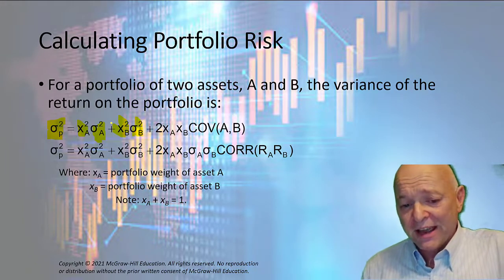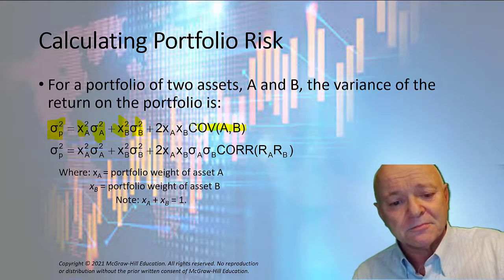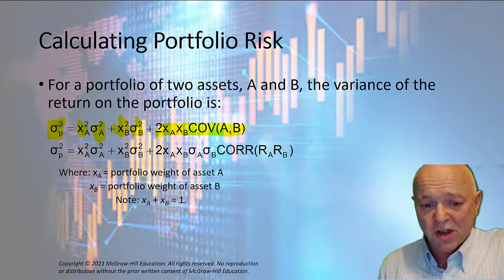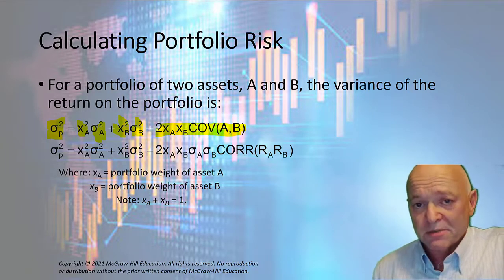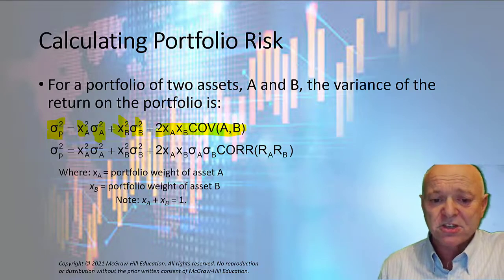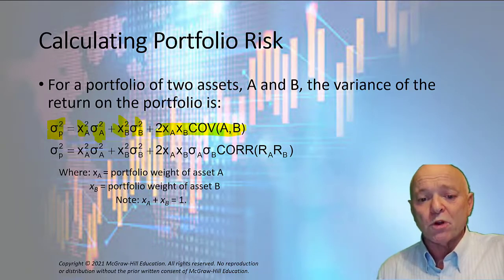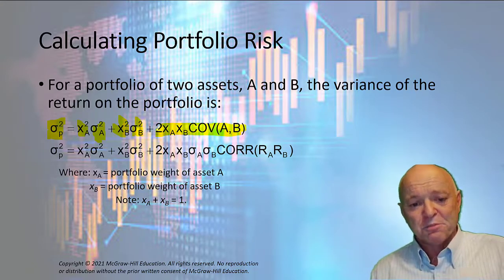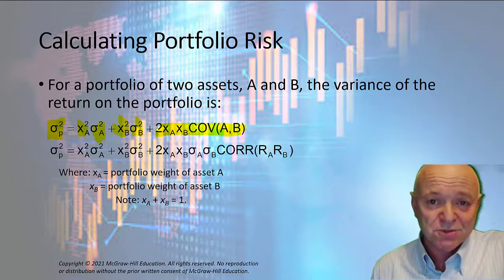The third factor is this one here. So for a portfolio with only two stocks, the covariance term is the one that interests us the most. Essentially it says we're going to consider the covariance of stock A and B multiplied by 2 times the weights of each.